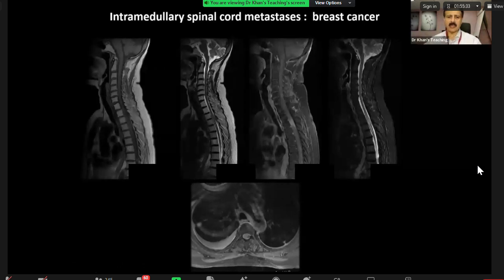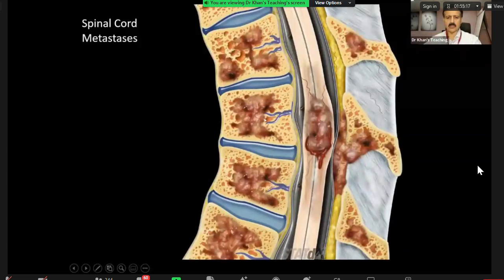Similarly, metastasis can be anywhere. Metastasis can be intramedullary, just like in the brain, and they can be in the meninges, and this one was intramedullary metastasis. So this picture tells you that this is intramedullary, this is meningeal or dural, and this one is, of course, in the bone.